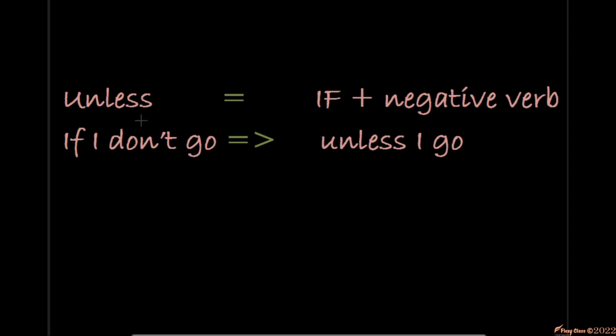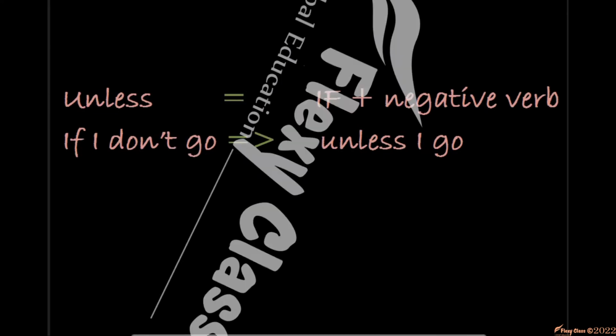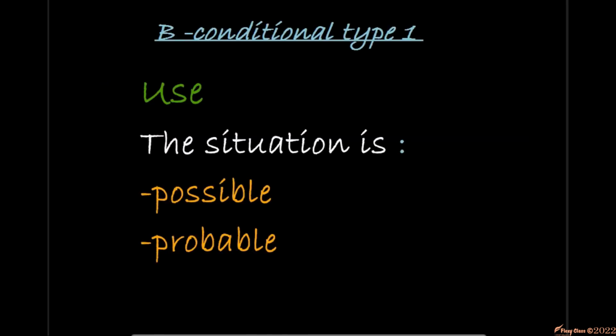So unless means if plus a negative verb. For example, if you don't water plants, they will die, or they die. If I don't go means unless I go. It's a negative.